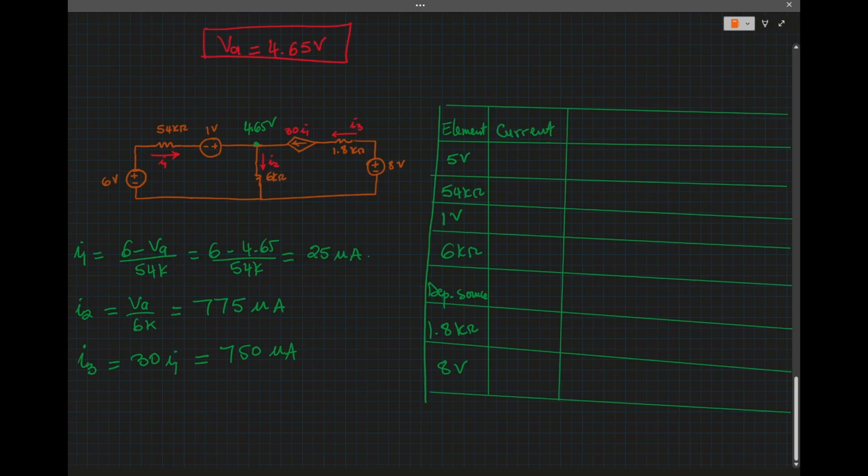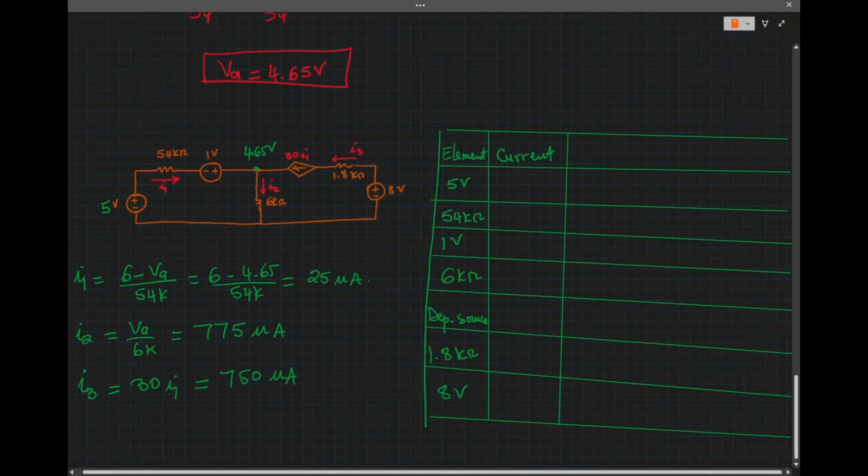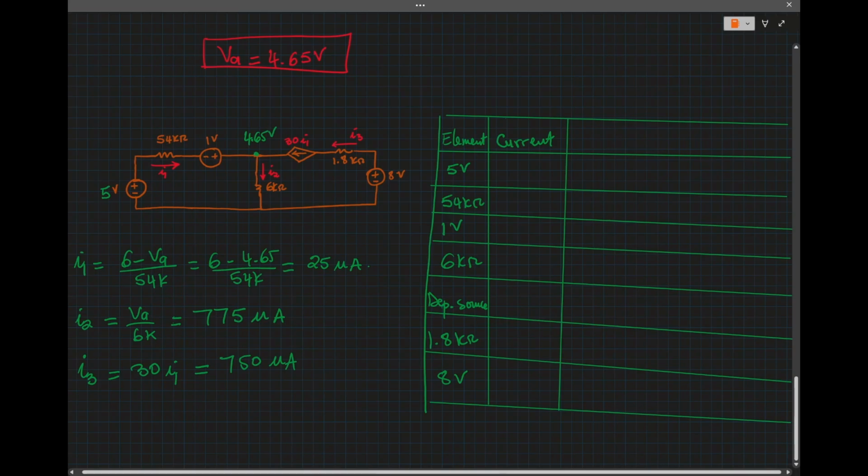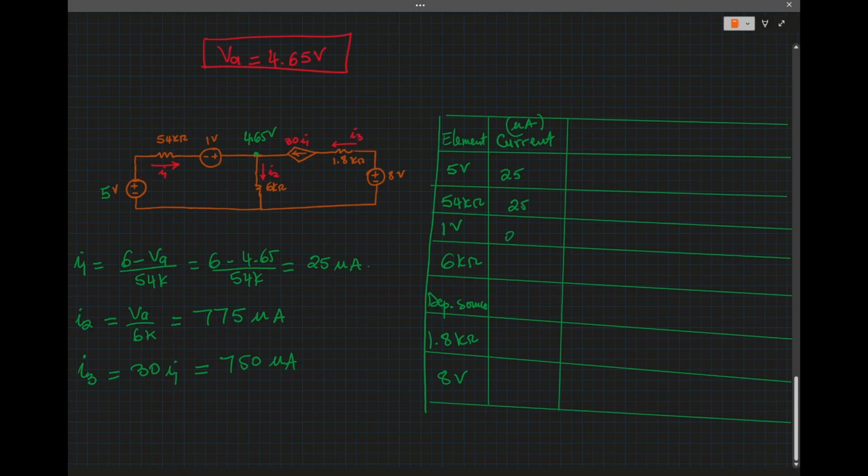Okay, so now we know the current in each branch, so let's put current here. Okay, so the current I1, which is through the 5 volt source, I1 will be equal to 25 micro. Let's say the current is in microamps. So this will be 25 because they're in series, 25 here as well.